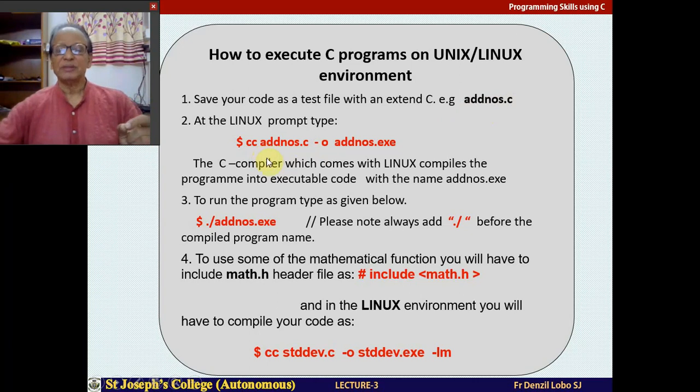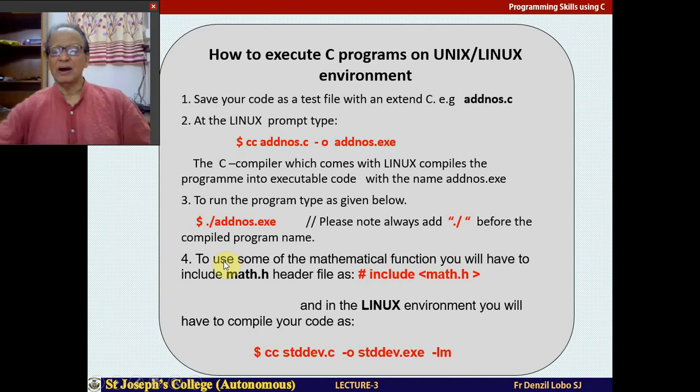Go to that directory and say cc add numbers.c -o, and you write the name of how it has to be compiled, so add numbers.exe. Or you can just say cc add numbers, that also is okay. Then if there are no bugs in your program, it will automatically compile and give you the object file. And then to run the file, please always remember you have to say period slash and then add numbers.exe. So please note, always add the period and slash before the compiled program name.